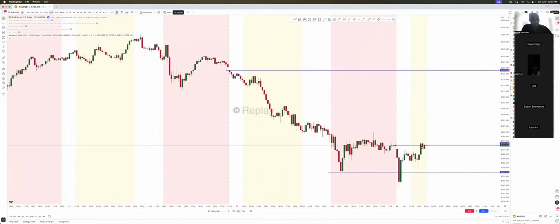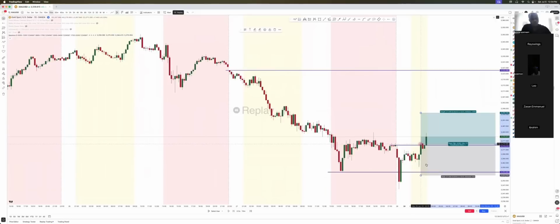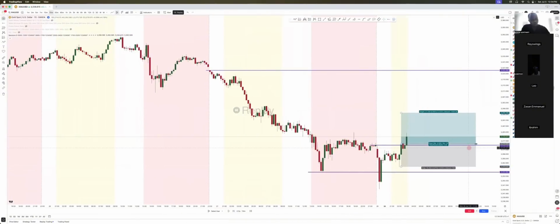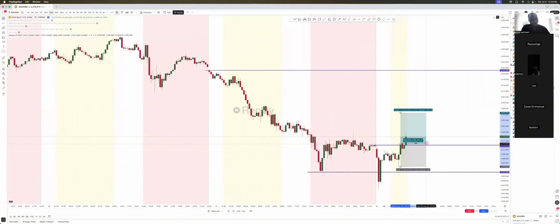Beautiful. Do you see this breakout? That's our entry. Entry here. Let's put our stop loss below this point. Price should not come back there again. One to two risk to reward. Let's see what the result looks like.